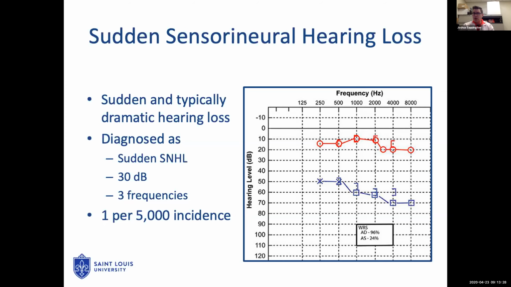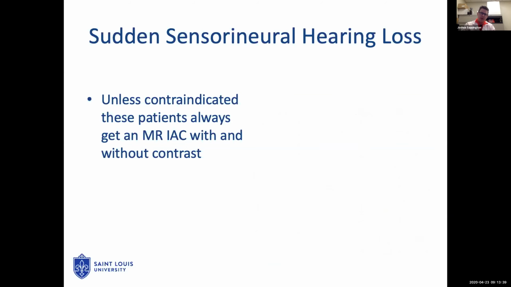It's a sudden hearing loss, 30 decibels, 3 frequencies is the board answer. It has an incidence of 1 in 5,000. Patients can present with decreased hearing, fullness, ringing, buzzing, that kind of thing.